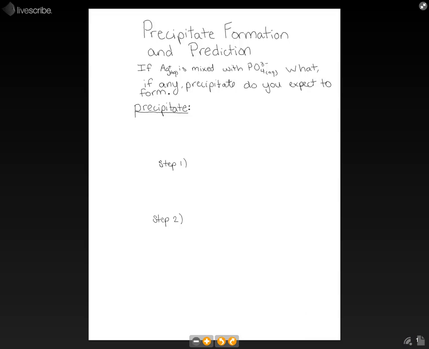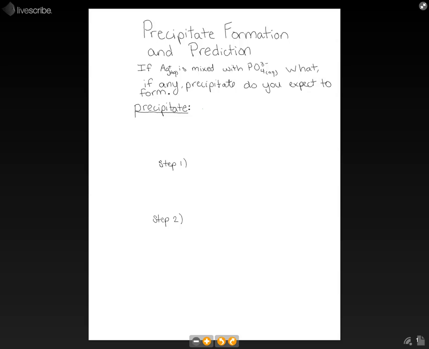In this lesson, we're going to talk about precipitate formation and prediction. And we're going to work through the problem: if silver ion is mixed with phosphate ion, what, if any, precipitate do you expect to form? So first, let's define precipitate.